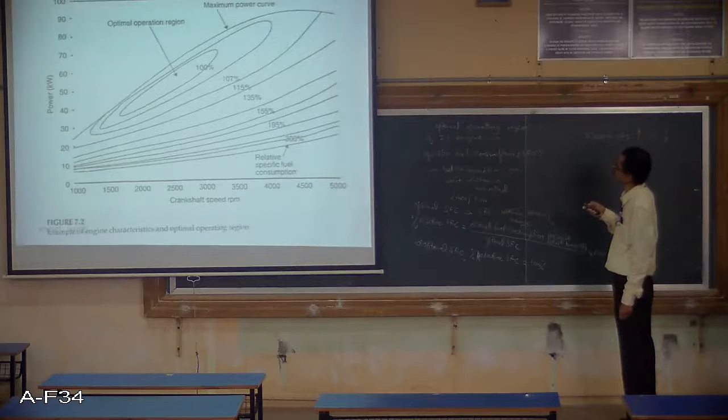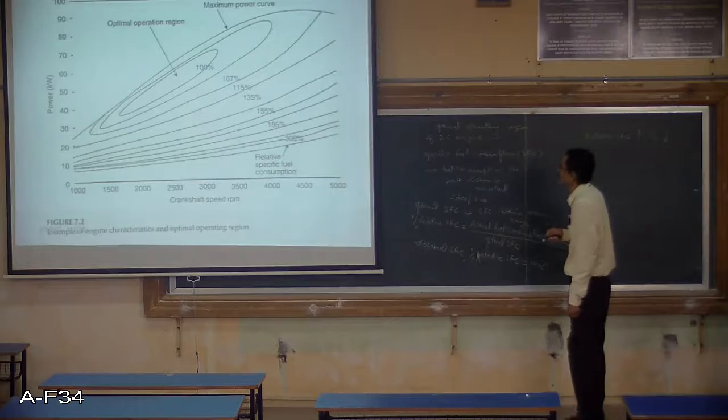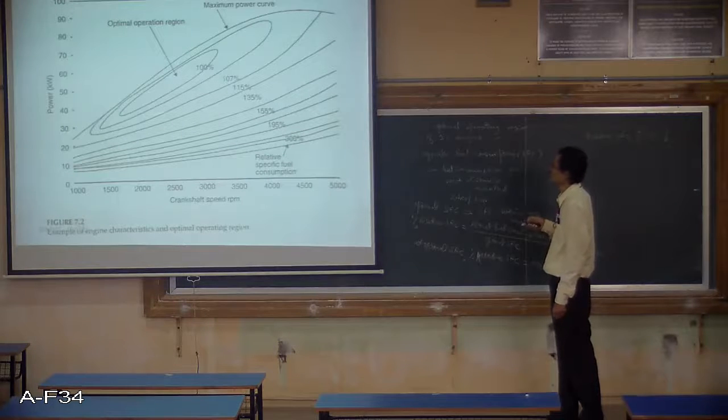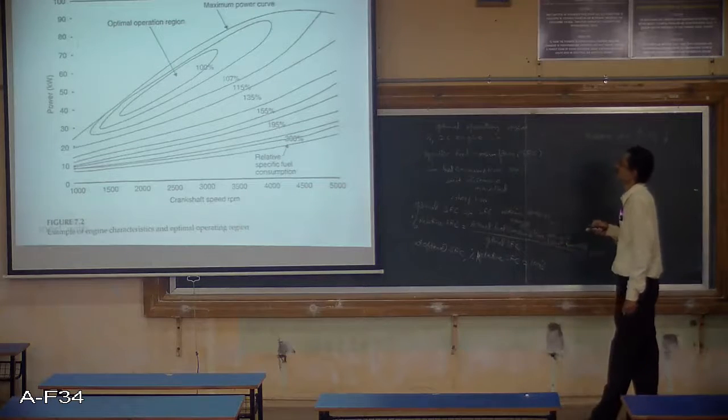So that is why all the points will be within this particular power curve. And now, why this particular graph has been shown is because you can see that the optimal operating region for the IC engine is within this particular narrow part.